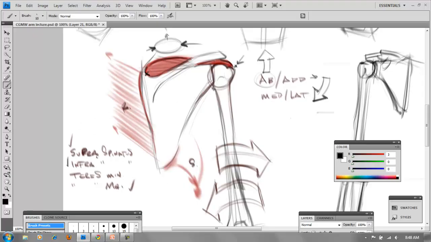So supra, kind of remember supra is a prefix that can mean above or over, infra, under. And this will be one of the exceptions to that design of everything elliptical. The infraspinatus is, to me, much more kind of triangular. So it's going to be attaching on the back of the head of the humerus, underneath, and down.